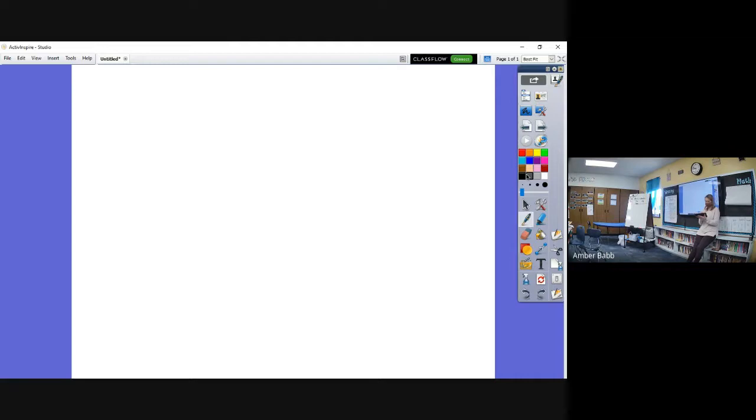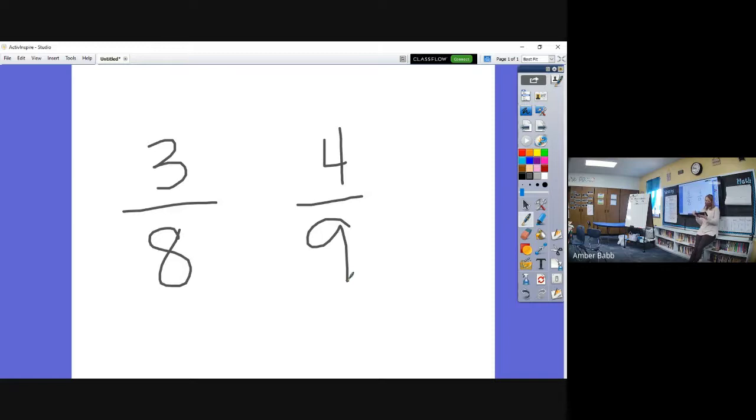Let's do 3/8 versus 4/9. Butterfly, friends, what are you going to get? I know it. How do you do the butterfly? I don't know how to do the butterfly. That's the easy one. That was the easy one.